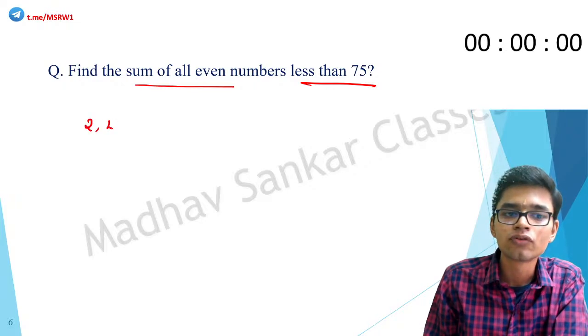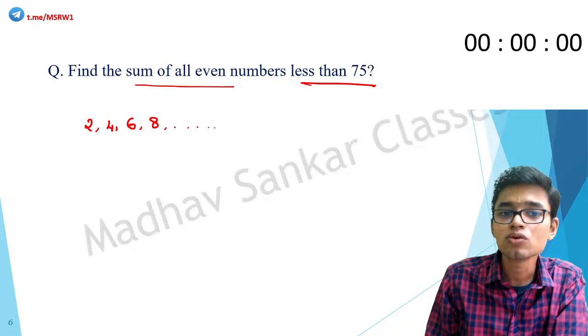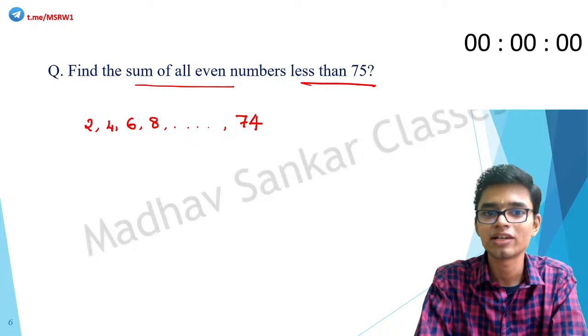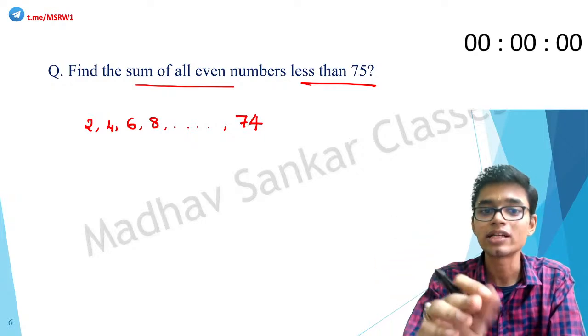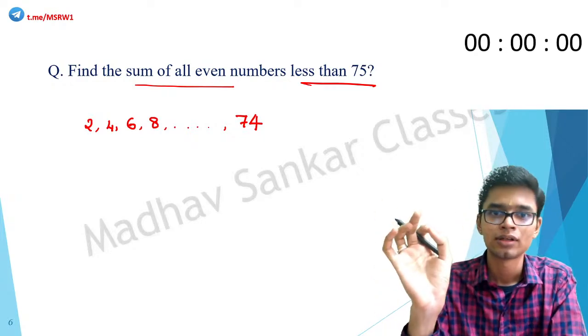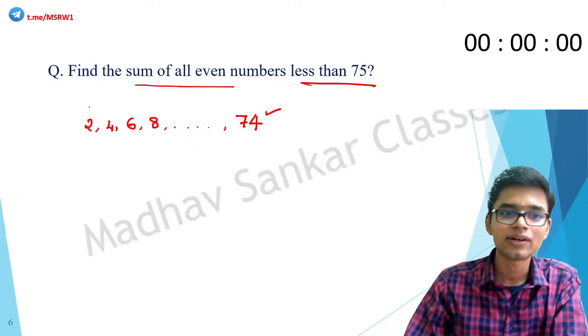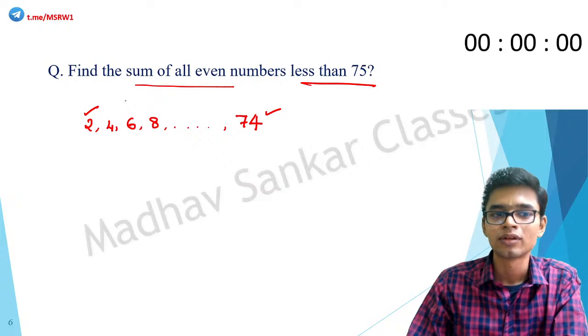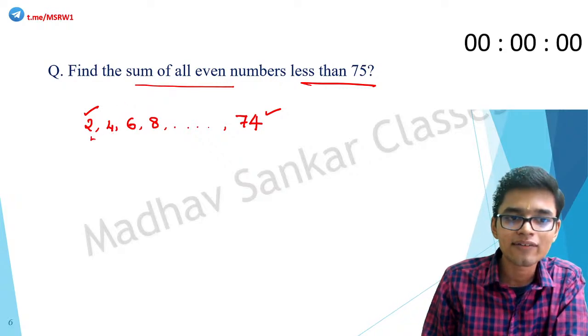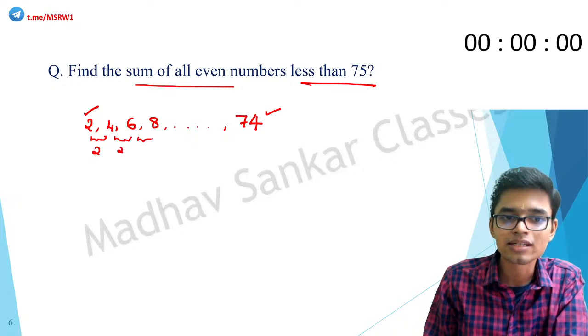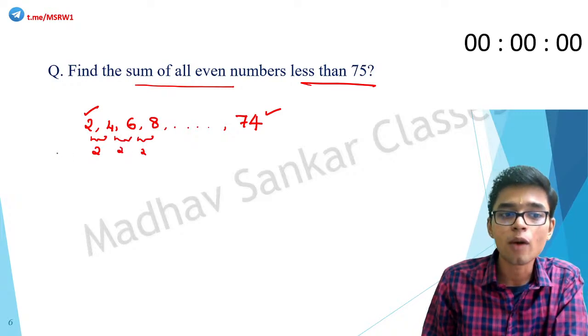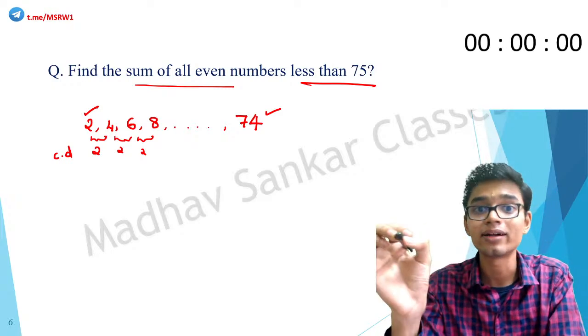So what are these numbers? 2, 4, 6, 8, all the way up to 74. Less than 75, so it is up to 74. The last number is 74 and the first number is 2. And look at this, here we have a common difference. The difference between 2 and 4 is 2, 4 and 6 is 2, 6 and 8 is 2. So it is a common difference. So this is an arithmetic progression.